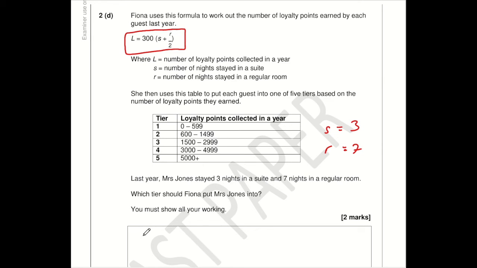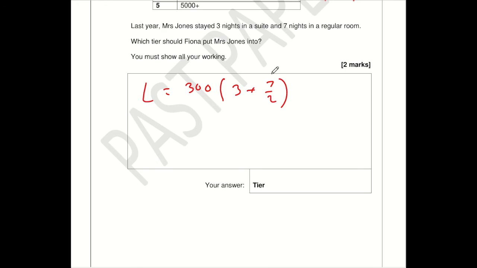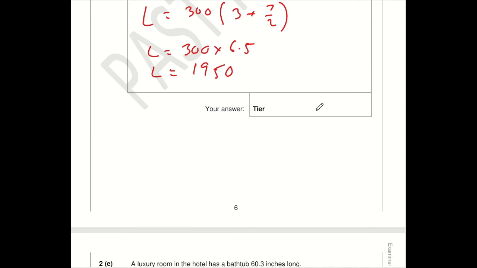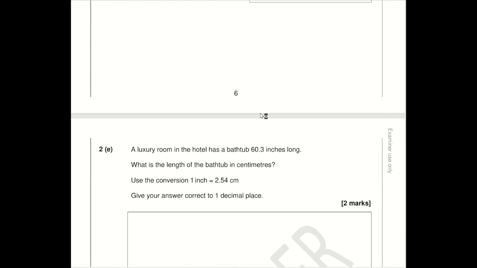So our calculation is, L is the number of loyalty points. So that's going to be 300 multiplied by S, which is 3, plus R, which is 7, over 2. Now 7 over 2 is 3.5. 3.5 plus 3 is 6.5. So L is going to be 300 multiplied by 6.5. So L comes to 1,950 points. And 1,950 points puts us in tier 3. So lots of words, but not really that challenging in the end.